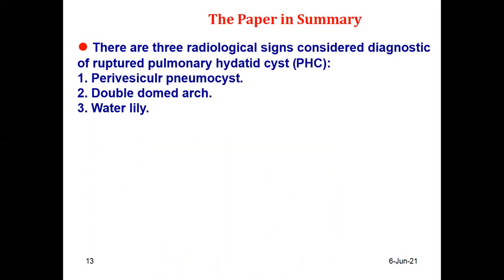To summarize the paper published in 2005, we can say there are three radiological signs considered diagnostic of ruptured pulmonary hydatid cyst. Number one, the perivesicular pneumocyst. Number two, the double domed arc. And number three, the water lily appearance.